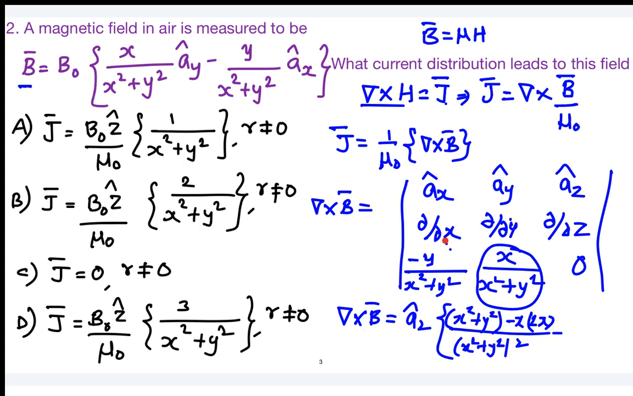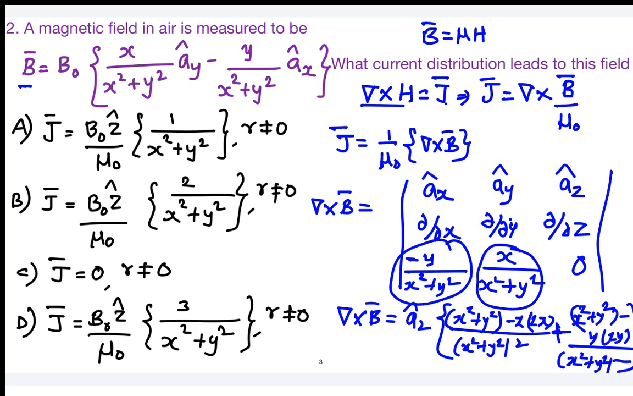Minus dou by dou y of this one, which is also u by v. So that minus and this minus I can write as plus. So you are going to get x square plus y square minus y into 2y divided by x square plus y square whole square. So you can simplify this. You are going to get this is y square minus x square and this is x square minus y square. So the numerator is going to get cancelled.